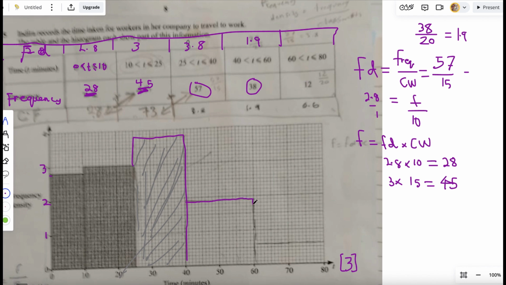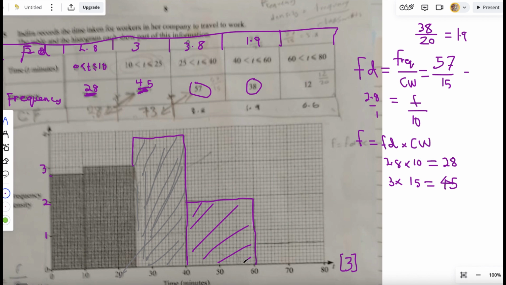Use pencil in the exam, okay? In the exam, you have to use pencil. Don't draw with pen; draw with pen, you fail. And remember, the class width is from 40 to 60, so don't exceed this width of the bar. And then you shade with your pencil, okay?